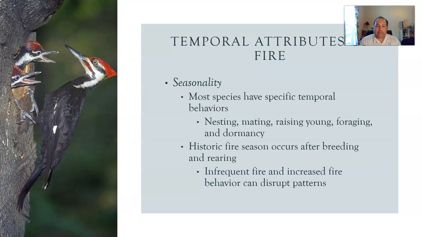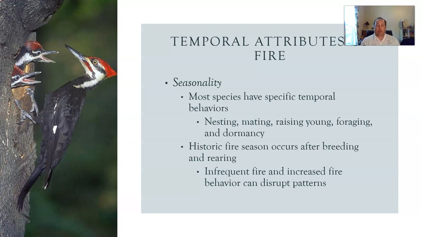The biggest one, the biggest attribute category for that would be seasonality, because animals are very specific in terms of what time of year they want to be doing certain things. So they do nesting at a certain time, they do mating at a certain time, they raise their young, or they brood their young at a certain time, they forage during a certain part of the day or night or certain seasons, and then for some animals they go dormant and they hibernate at a certain part of the season. And those time periods have adapted with fire, at least for animals here in the West who've lived in fire-adapted communities for hundreds and hundreds of years.